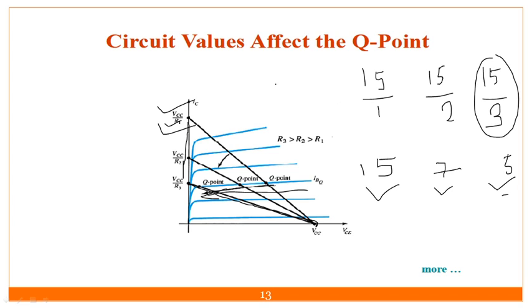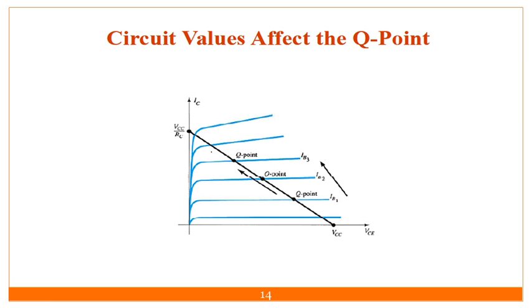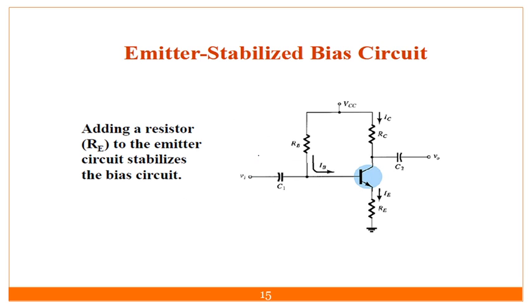It totally depends on this. VCC is always fixed, we are not changing it, but we can change the R value, and the current totally depends on the value of R only. In this case, what will happen if my IB is going to increase? My Q point is also going to increase.